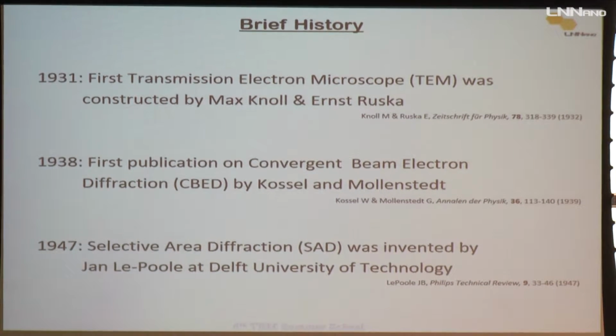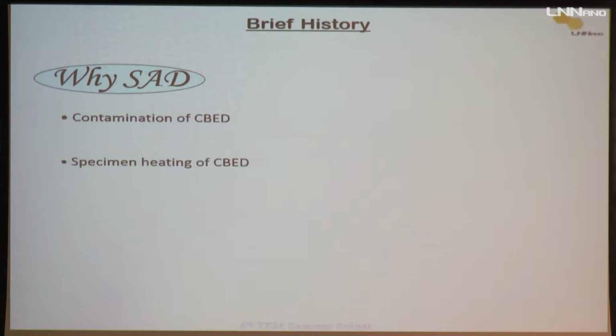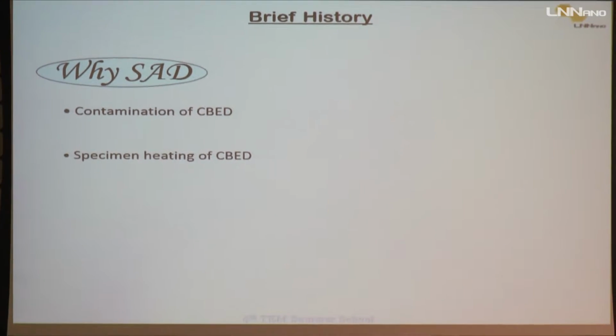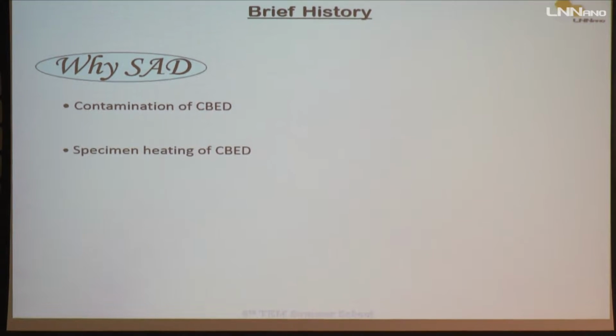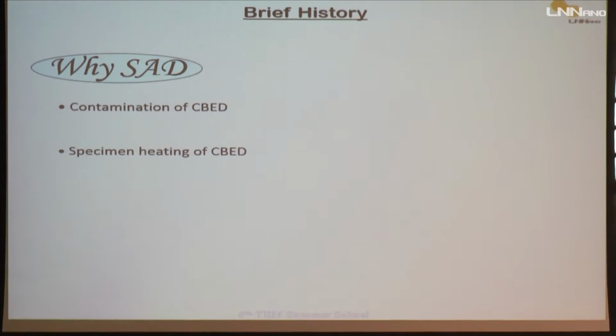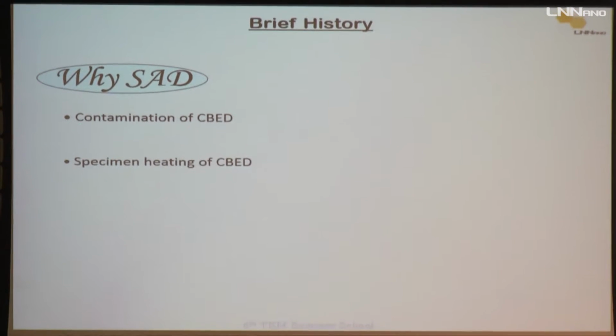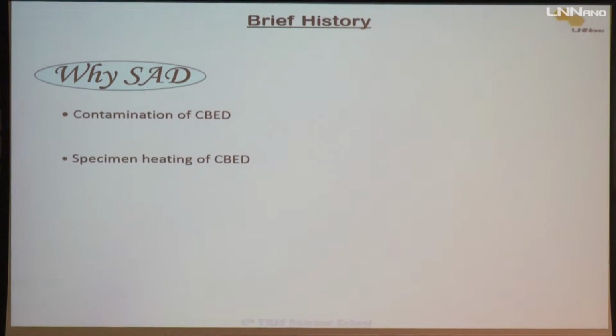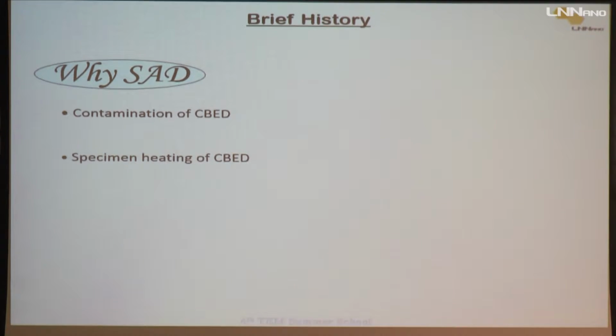So CBED is the first, primary technique we got as soon as we had the TEM. But comparatively, it's not as famous as selected area diffraction, because most of you who have worked with the TEM would have heard about selected area diffraction, but I believe none of you would have tried CBED. The reason is, as soon as CBED was invented, there were two problems. One is the contamination created by the focused electron beam, and the other was specimen heating. As we put a lot of beam current onto the sample, the specimen heats. Due to those two reasons, in 1947, selected area diffraction was invented.